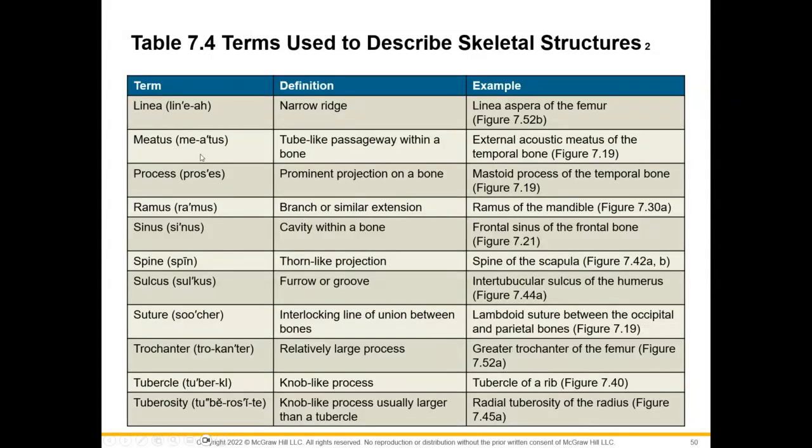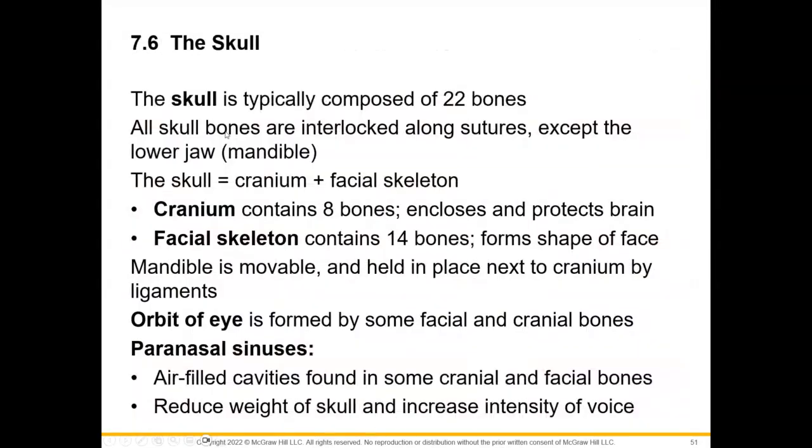Okay, linea, this is a narrow ridge. Meatus, that's a tube-like passageway within a bone. A process is a prominent projection on the bone. A ramus, that's a branch or similar extension. A sinus, that's a cavity within a bone. A spine is a thorn-like projection. A sulcus is a furrow or a groove. A suture is an interlocking line of the union between bones. A trochanter is a relatively large process. A tubercle is a knob-like process. And a tuberosity is a knob-like process, usually larger than the tubercle.